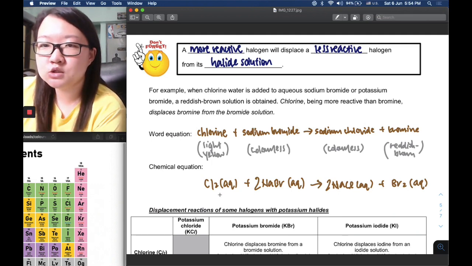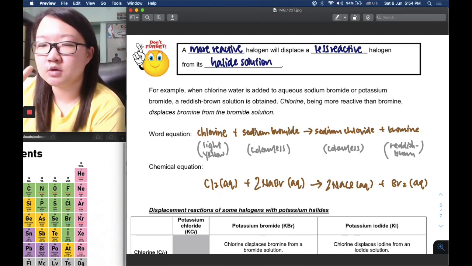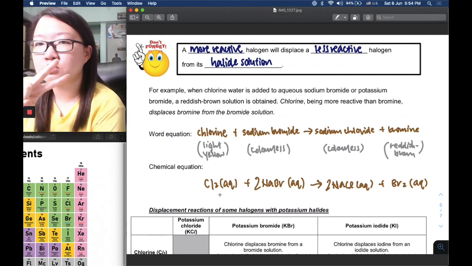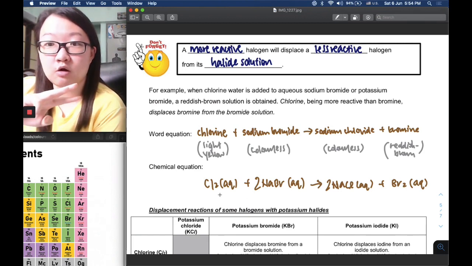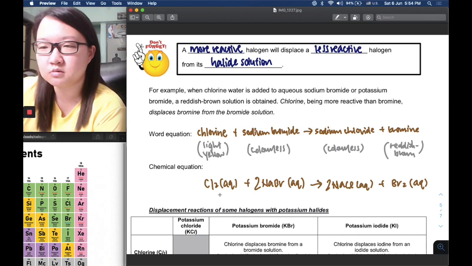And then finally, for chemical equations, check that. Number one, check that you have your chemical formula correct. Number two, check that you balance the chemical equation. And then finally, make sure you have the correct state symbols. So we will have more practices on that.